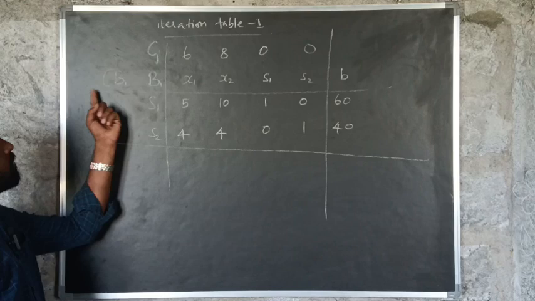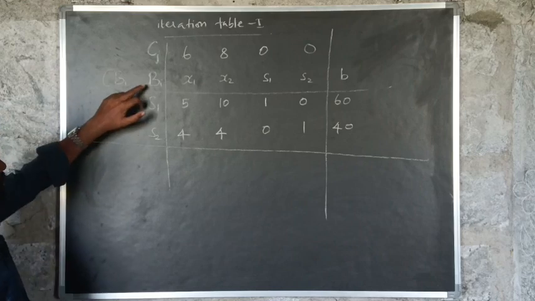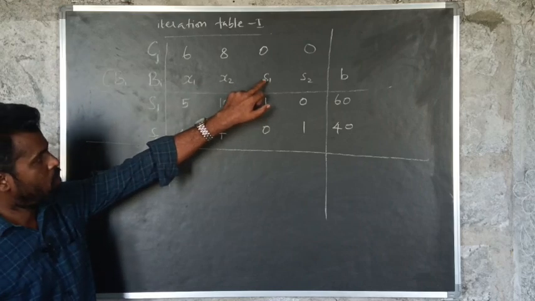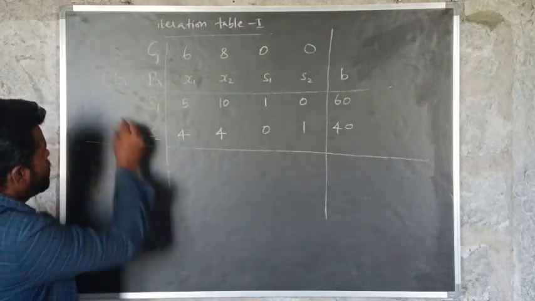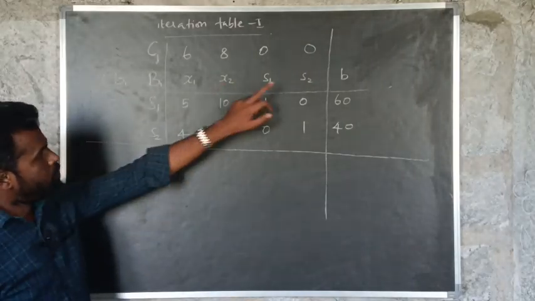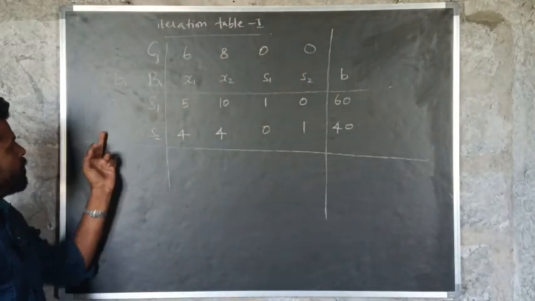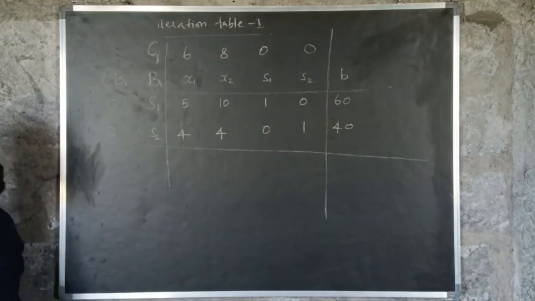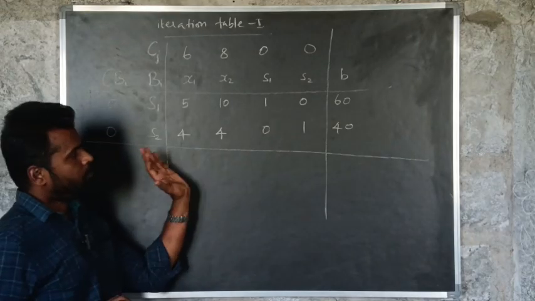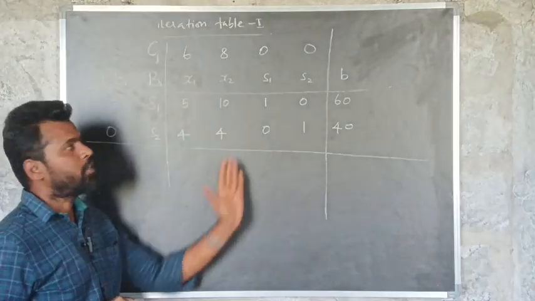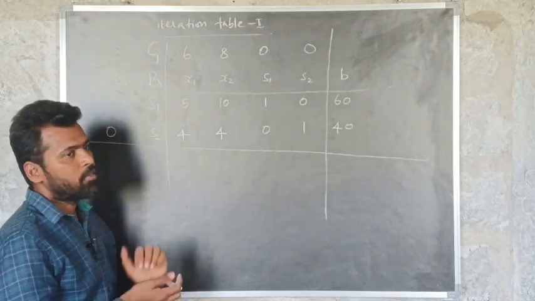Now for the coefficient of basis, just go through this. Where S1 is, whatever is above it, you can write the same value here. And whatever is above S2, you write over here. So this is the basic formation of the iteration table. This is how you have to create the iteration table.